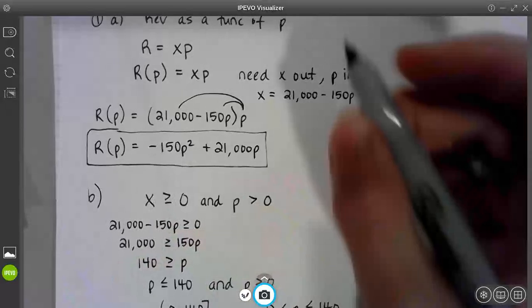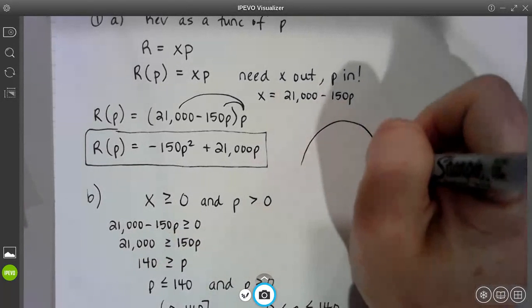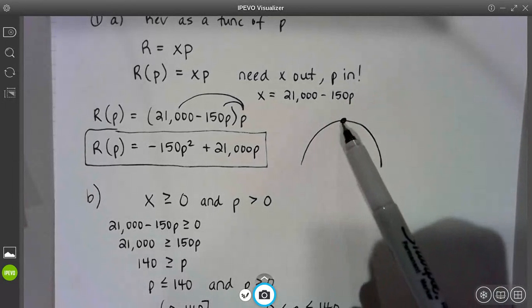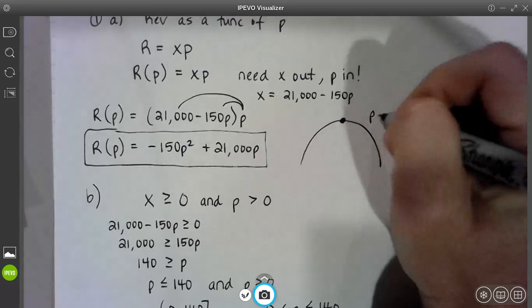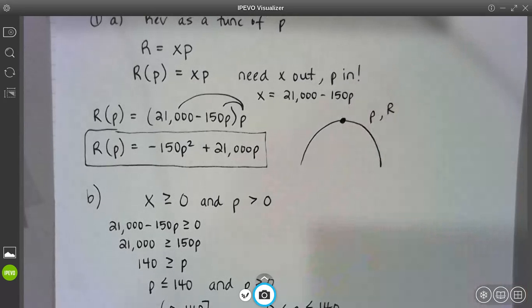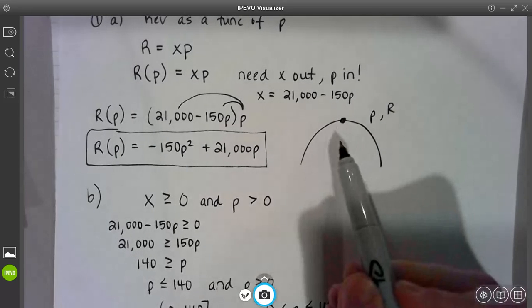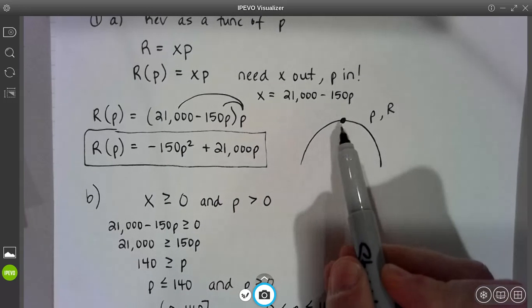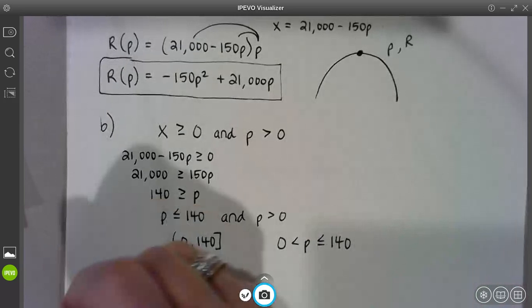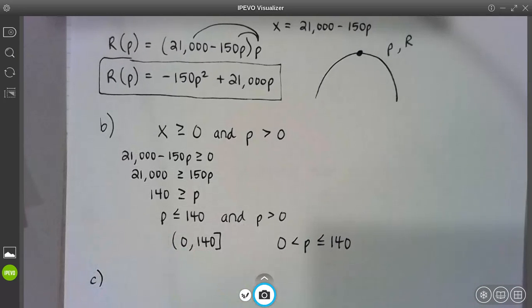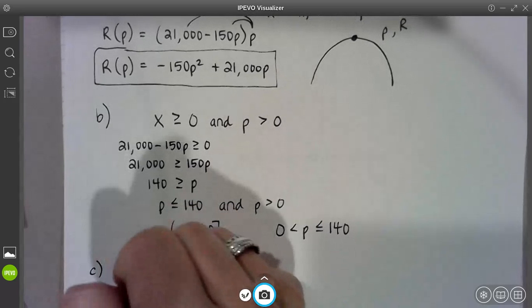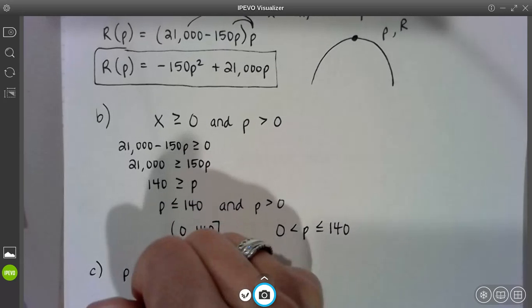It has a negative leading coefficient, which means it's represented by a parabola that opens down. We know the maximum point is the vertex. And the way that vertex works is the price is the X coordinate and the revenue is the Y coordinate. So if they want to know what price maximizes the revenue, they want the X coordinate of the vertex. All right, so all we have to do to find the X coordinate of the vertex is use negative B over 2A. So P will be equal to negative B over 2A.